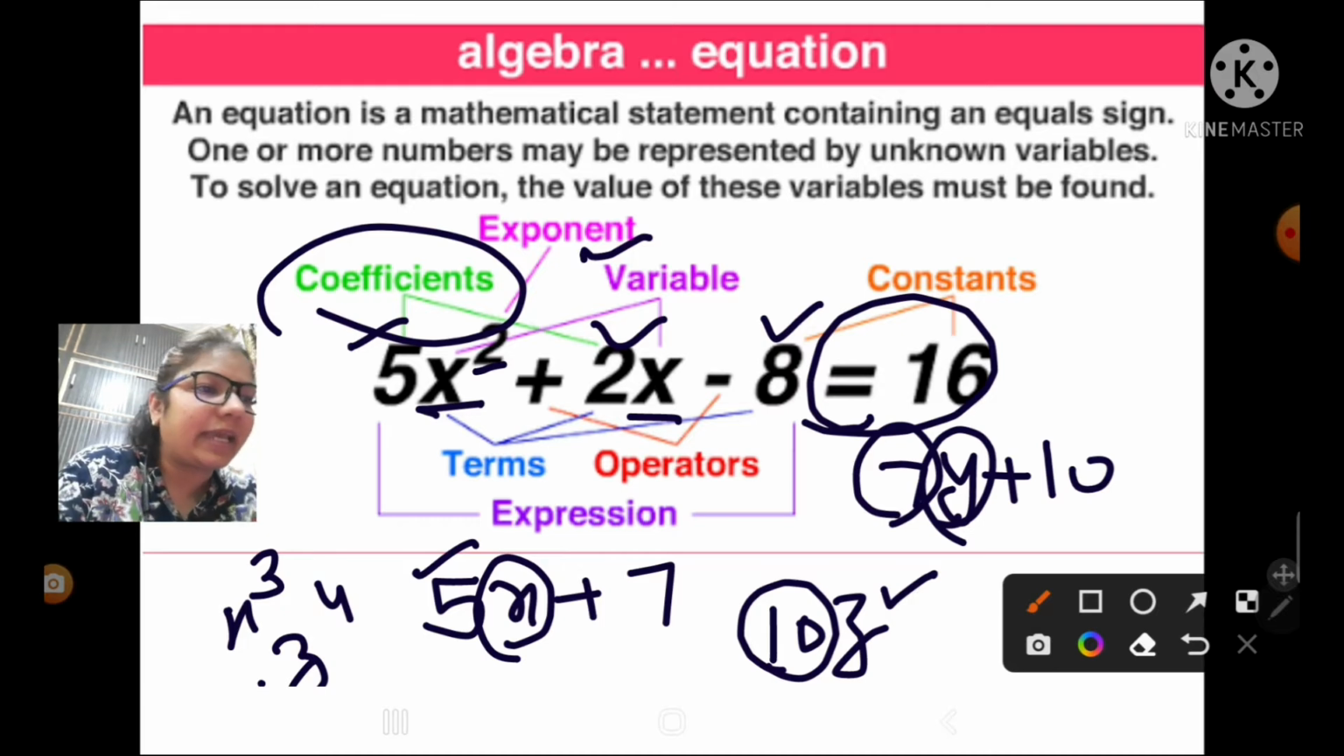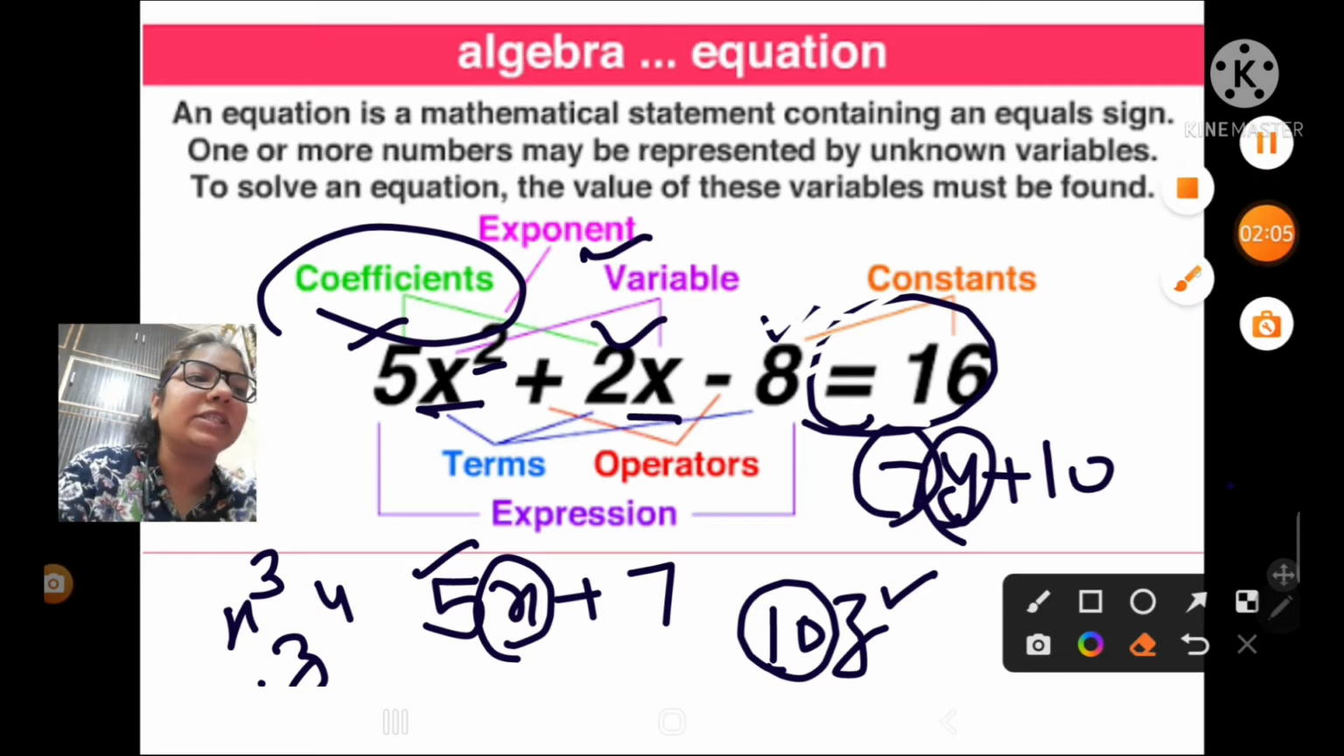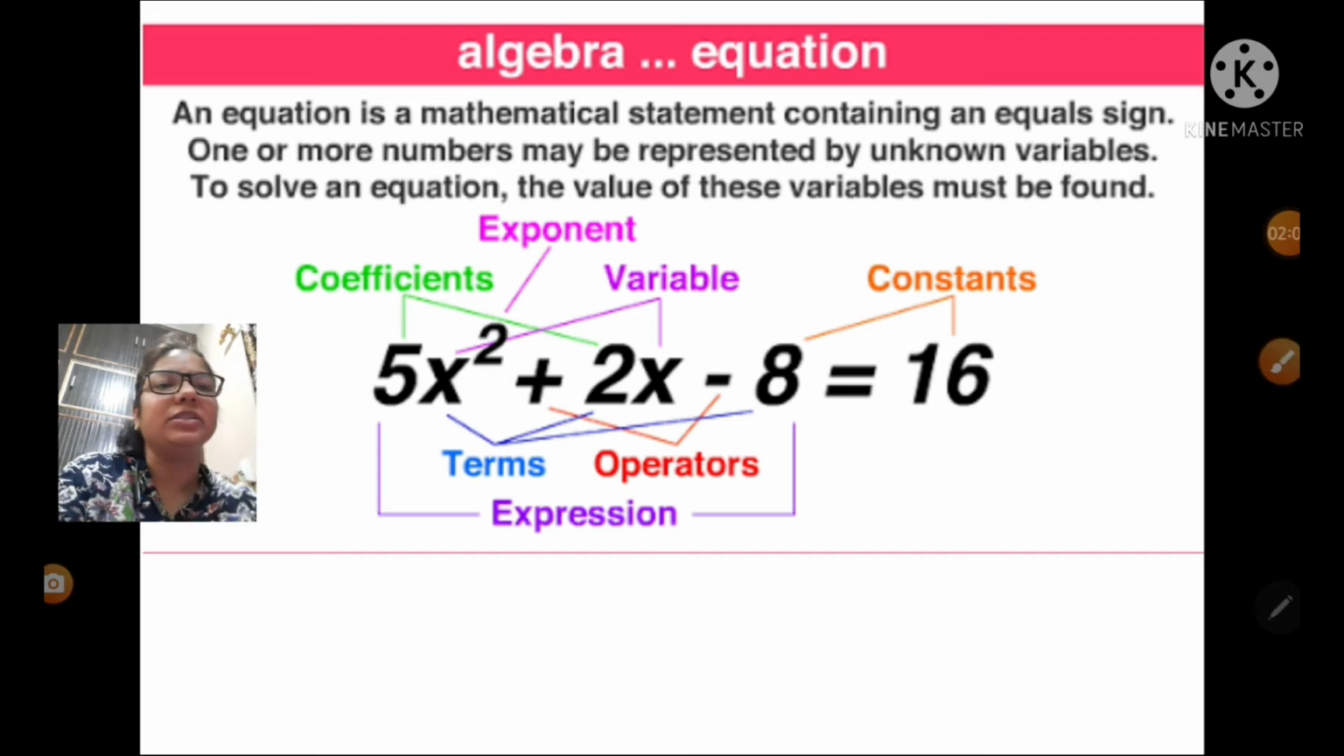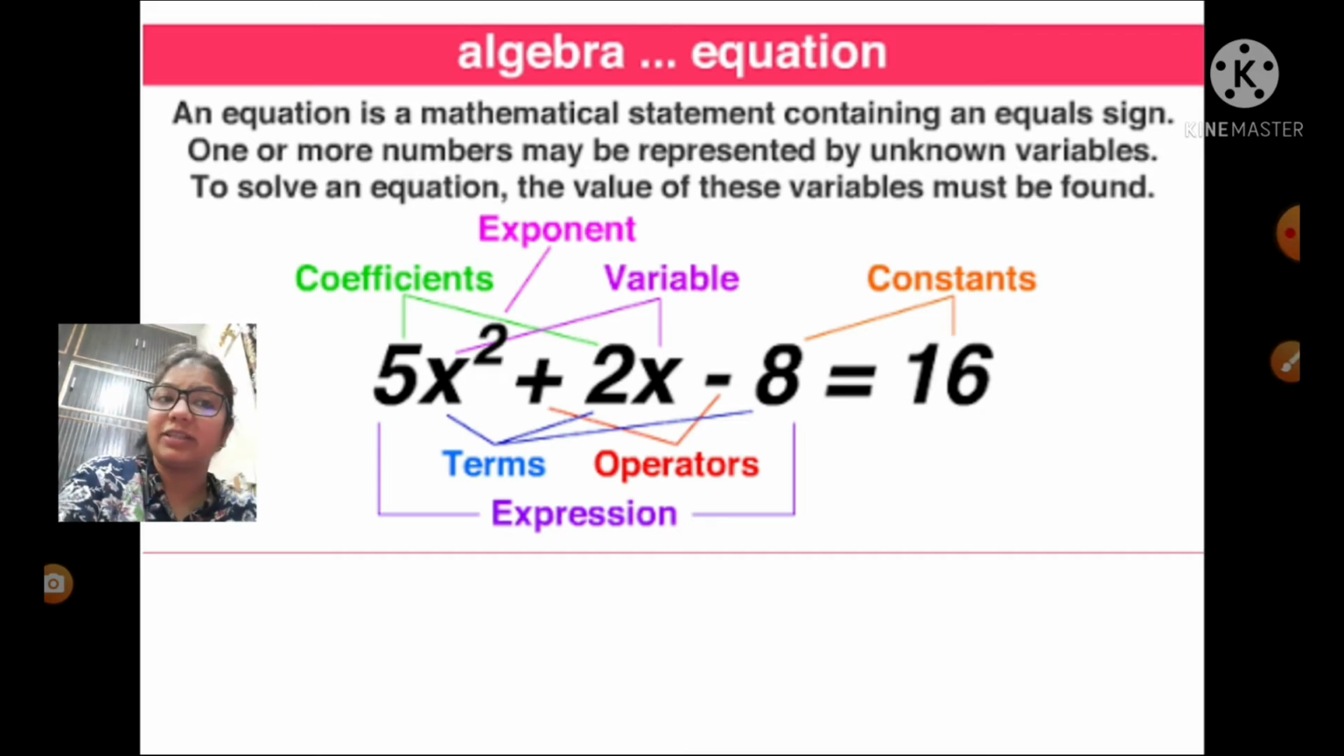This 8 is your constant, let me erase all. Constant, you understand, is something whose value is fixed. If the value is fixed, it remains the same. So that is a constant. Here in this slide we talked about coefficient, variable, exponent and constant.